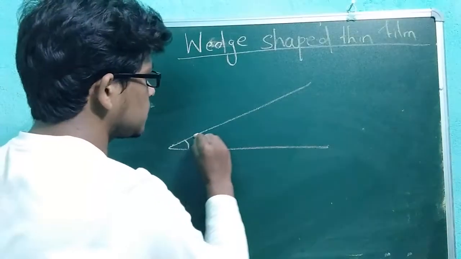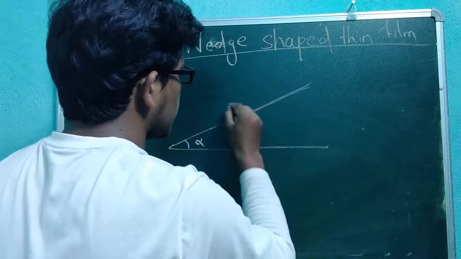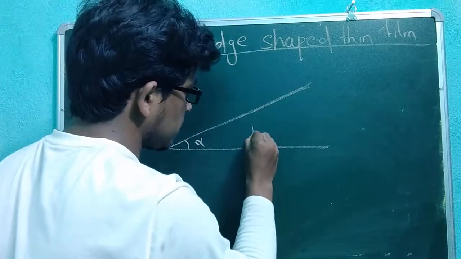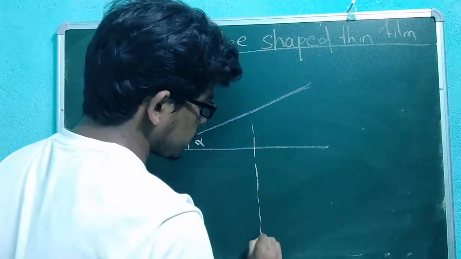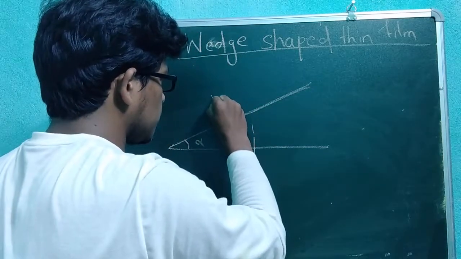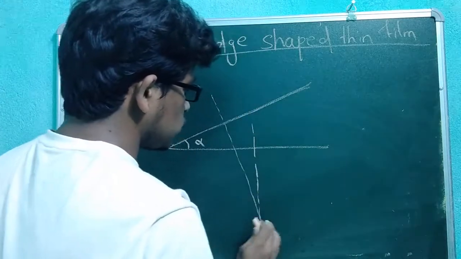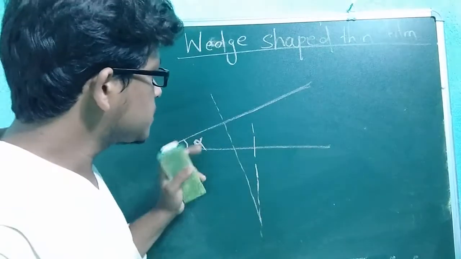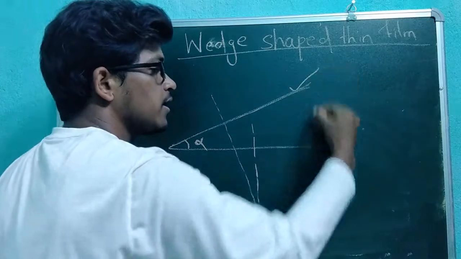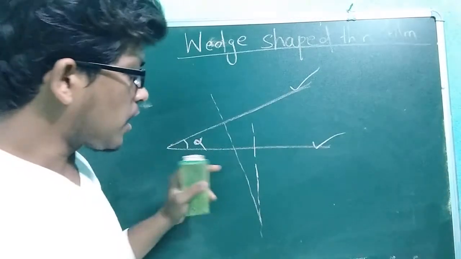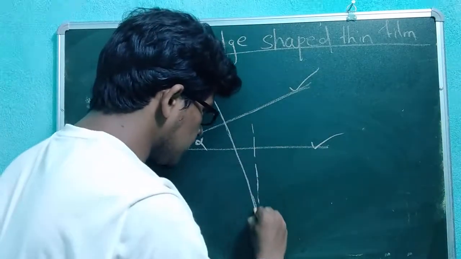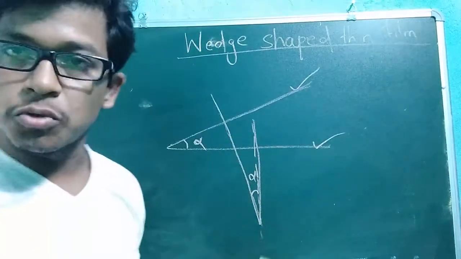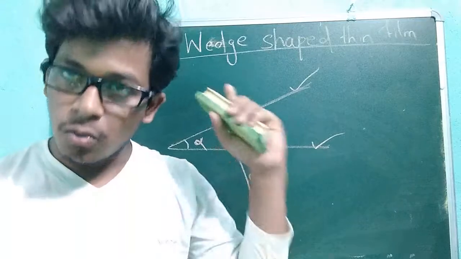Suppose this is a line. I will draw a normal to both the lines. This is one line, normal to this line, and suppose this is normal to this line. So remember students, if the angle between these two lines is alpha, then the angle between their normals will also be alpha. Remember this, we will use it in the wedge-shaped film.